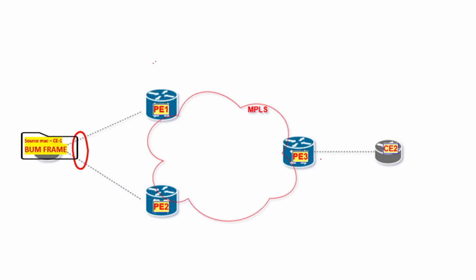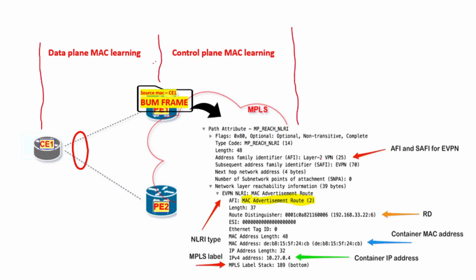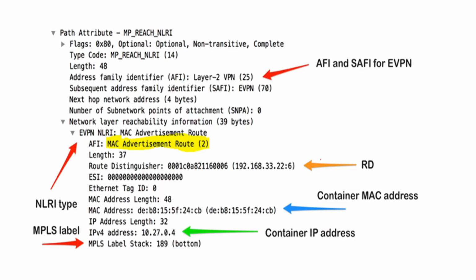So that MAC flapping issue which we faced in VPLS got resolved using the EVI EAD route type 1. So this is that route type 2 advertised by the PE2 router. Here you can see the MAC address and the label value, which he will forward towards PE3, and based on that label value PE3 will forward traffic towards PE2.